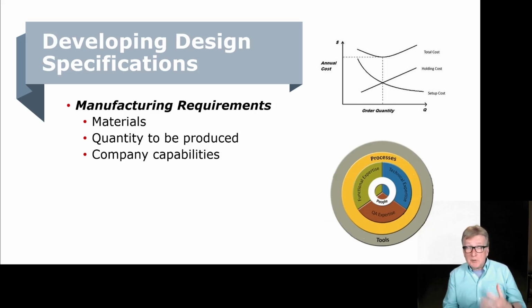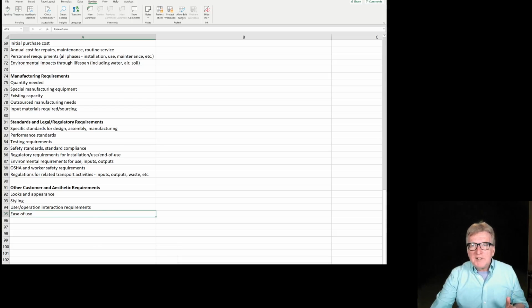Are we going to 3D print it? If it requires metal, do we have the types of tools and machining equipment that will be required? And all of that has to be talked about as you're thinking about these design specifications. So that is the overview on design specifications.